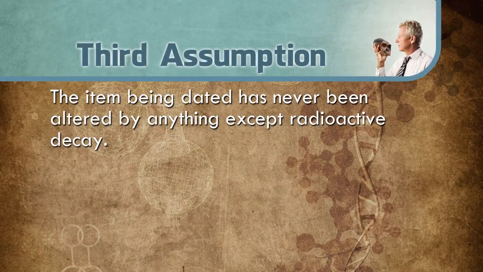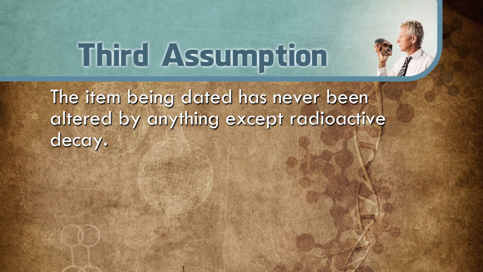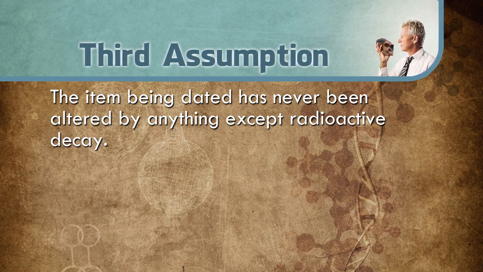Concerning the third assumption, the item being dated has never been altered by anything except radioactive decay. In other words, this assumption is that we have a closed system on the earth. That's the equivalent of assuming that the pail of water was never affected by anything other than the small leak at the bottom of that pail, rather than realizing that a dog jumped into that bucket of water and water was added back to the pail through the use of a hose. Again, you can see such an assumption is simply unreasonable.